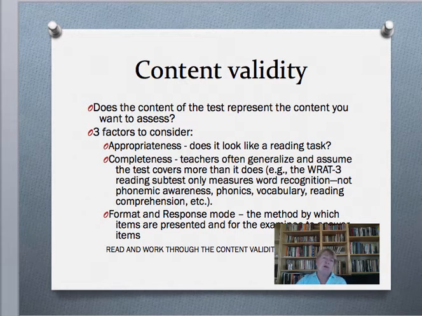And then we also look finally at the format and response mode, and we think about this in terms of the students that we might be assessing. How are the items presented, and how does the examinee answer the items? So how are the items presented? A simple example would be that if the items are visual, if you need to look at a picture in order to identify a word and you have limited vision, that content's not valid for you. How are you asked to answer items?